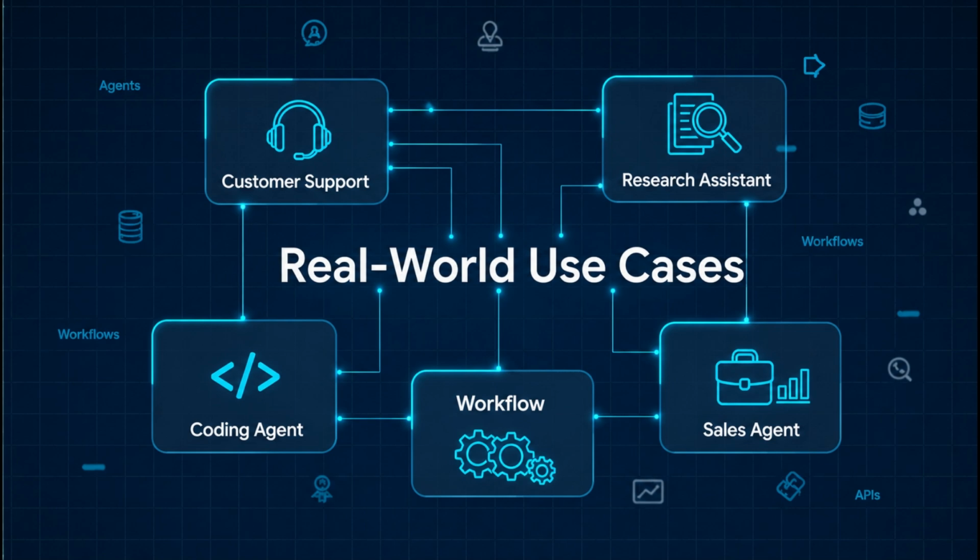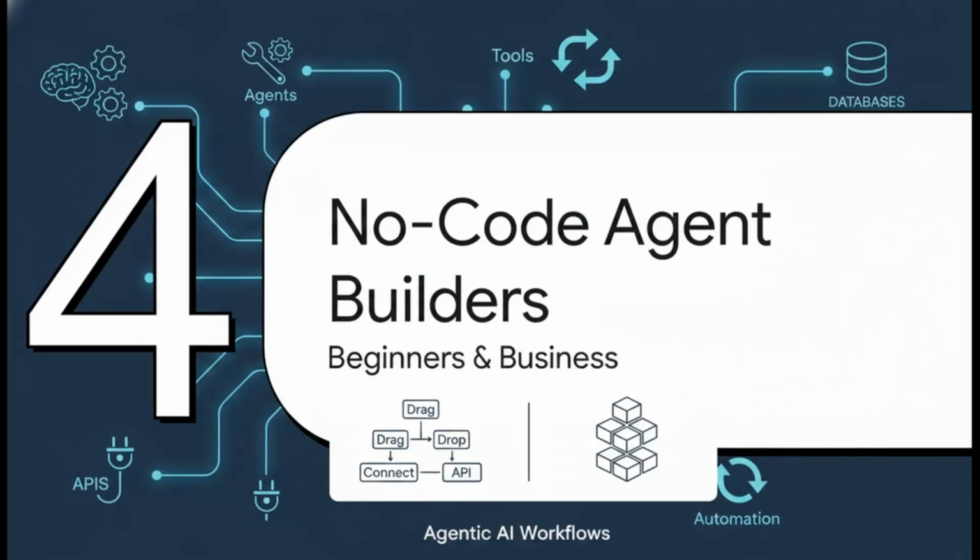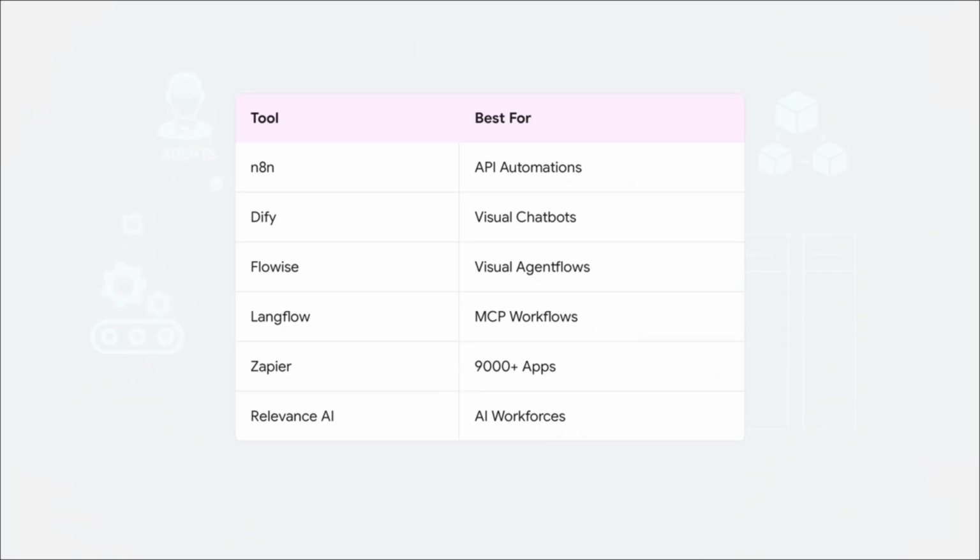This is huge because it shifts AI from being just a fun novelty to a genuine productivity engine. Which brings us to section 4, easiest no-code agent builders, perfect for beginners and businesses. Okay, so now that we know what they do, how do we actually build them?